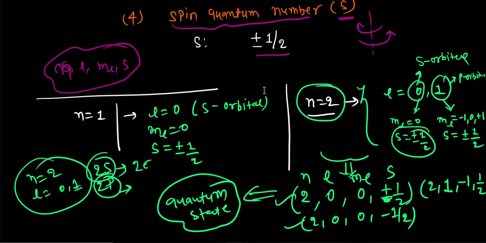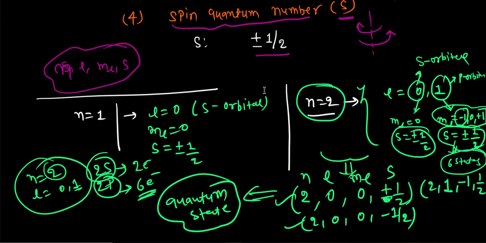that means for l equal to 1 and n equal to 2, there can be 6 electrons, or 6 quantum states, because for each m_l there can be 2 values of s. So for 3 values of m_l there can be 6 states, 6 possible combinations for n equal to 2 and l equal to 1.